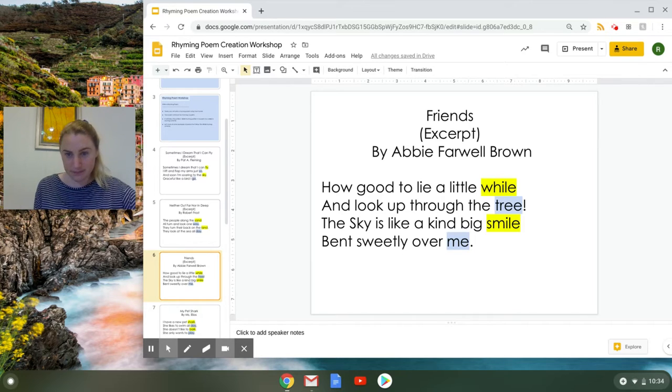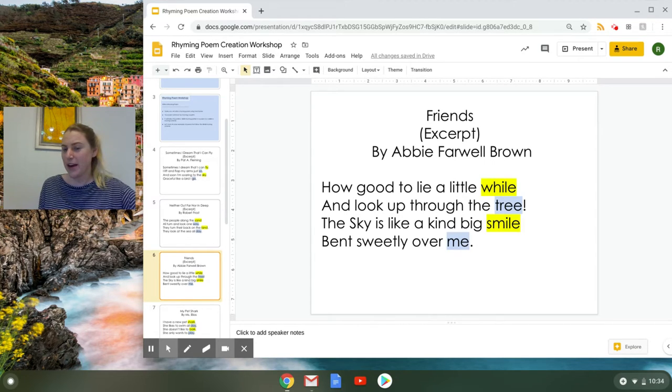How good to lie a little while and look up through the tree. The sky is like a kind big smile bent sweetly over me.